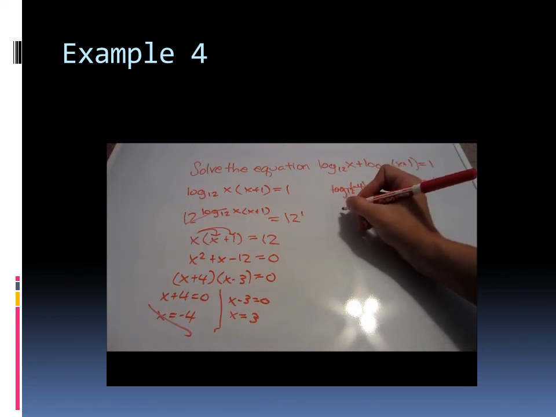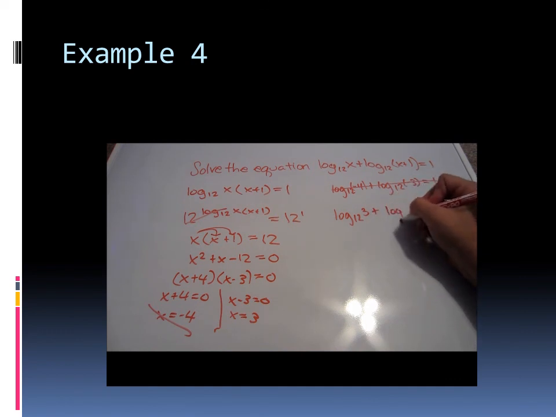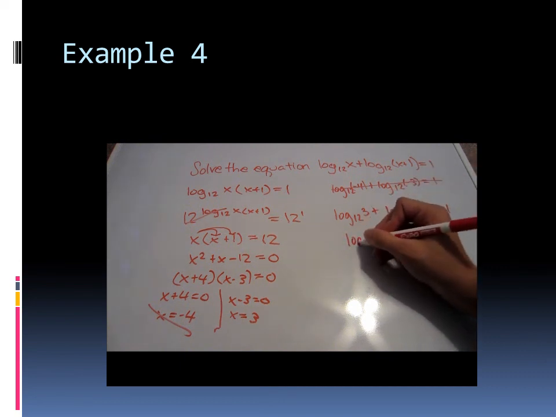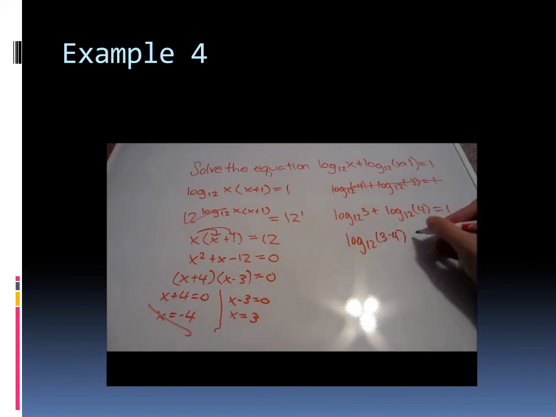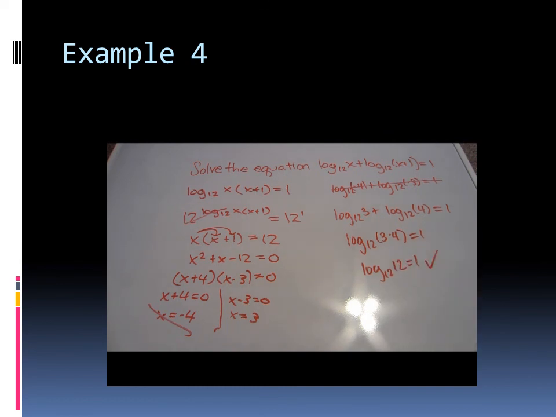Now we can try 3. We get log base 12 of 3 plus log base 12 of 4 equals 1. And we're getting this 4 by plugging in 3 and adding 1, and that's where the 4 comes from. We can go ahead and simplify this into log base 12 of 12, because this is going to be 3 times 4 using the product rule. So log base 12 of 12 is indeed 1, so that's a correct solution. So our final answer is x is equal to 3, and x is not equal to negative 4.